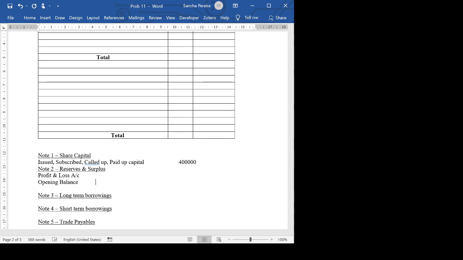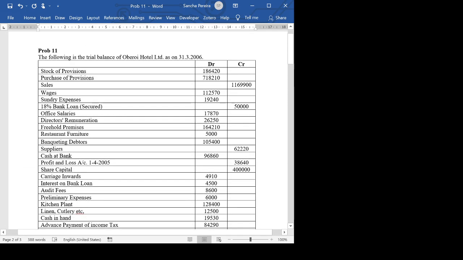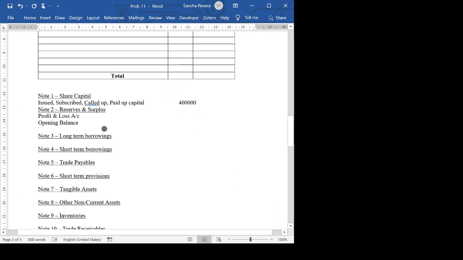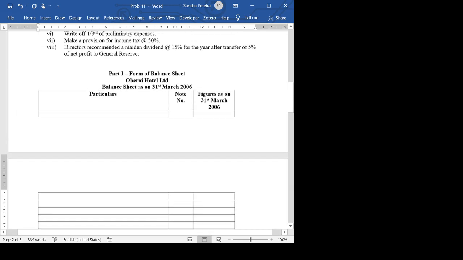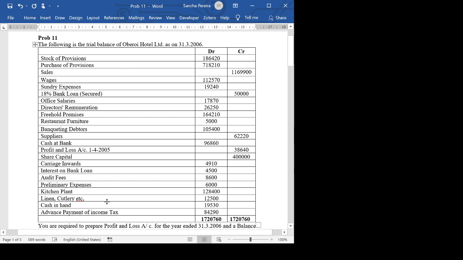Under the profit and loss account, we have the opening balance, which is given as 38,640. To this, we will have to make various adjustments. We'll have to add the current year's profit or loss, provide for the general reserve, provide for dividend. Here we will also have reserves under general reserve under this category. So the first thing is profit and loss account. Right now there is no general reserve at all. We have to create it. So when we reach the adjustments, we will create the general reserve.